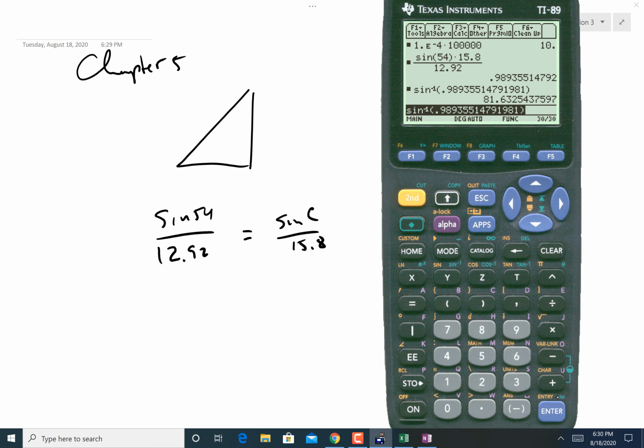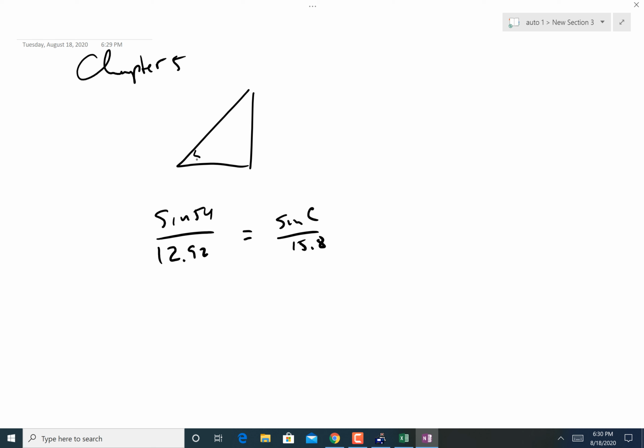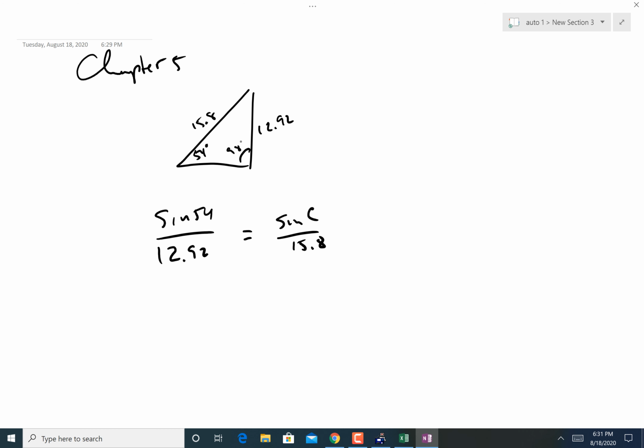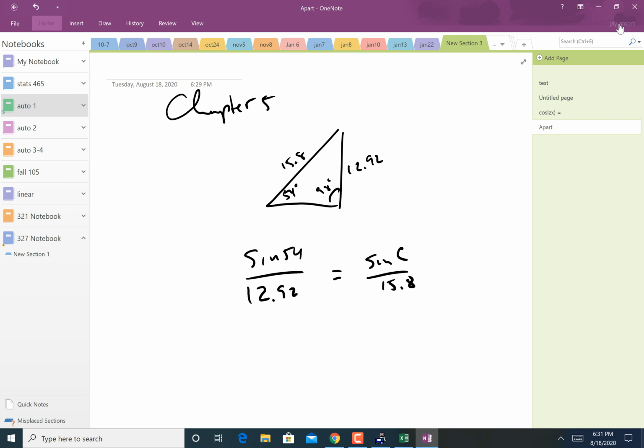Well, I reject that, because if this angle here is 54, and this side is 12.92, and this side is 15.8, what does that say about this angle? Well, it has to be bigger than 54. So what I do is I just take 180 minus this fella, and I get 98 degrees, which is what you had, but I think it's just an easier way to get there than doing that law of cosines calculation that you did.